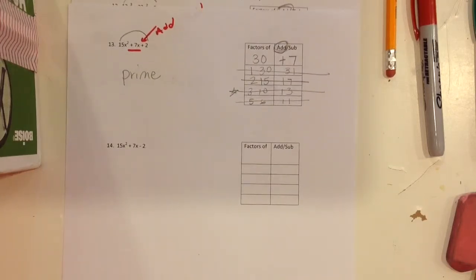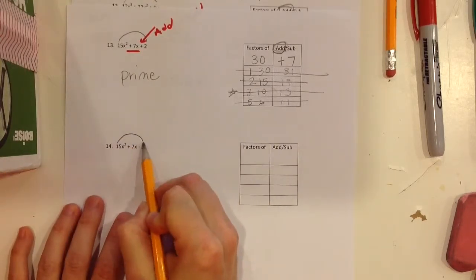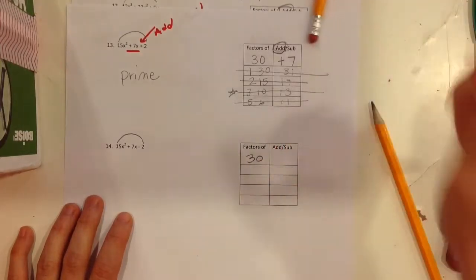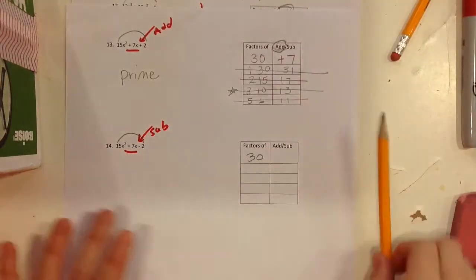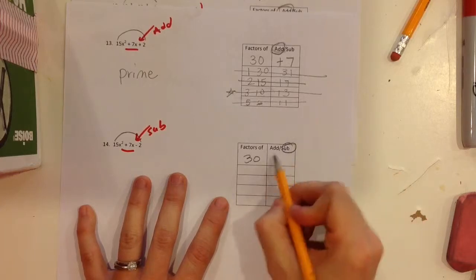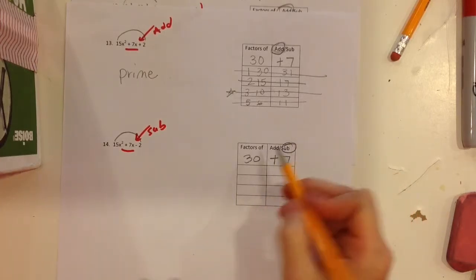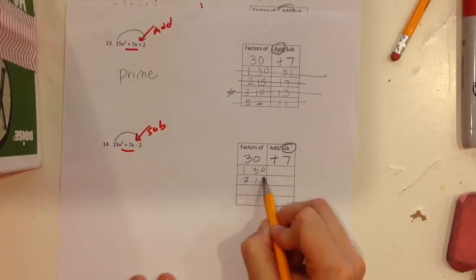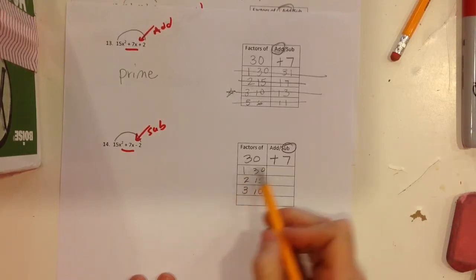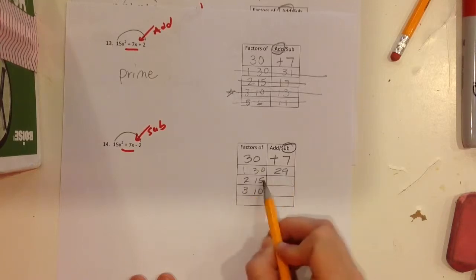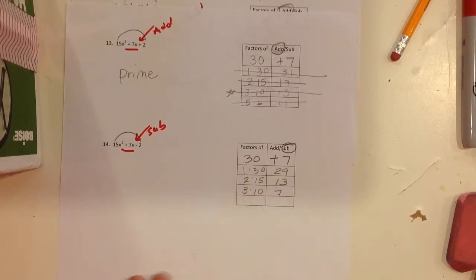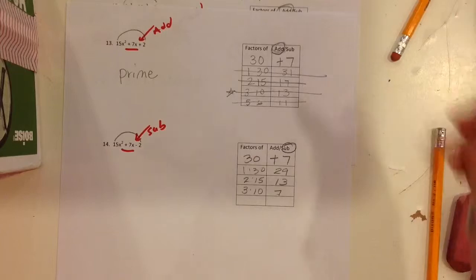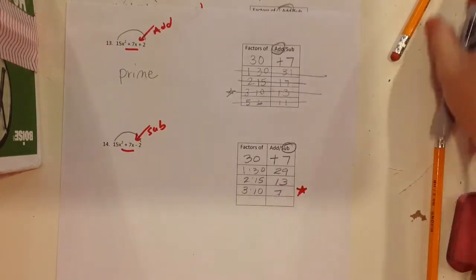So now let's look at number 14. It looks exactly the same. That means that we're still finding factors of 30. This time we want them to subtract to get a positive 7. Now we've already done the factors of 30 up here. This time we're subtracting to get a positive 7. So that means that I have 1 and 30, 2 and 15, 3 and 10. And we said this subtracts to get 29. This one will subtract to get 13. This one will subtract to get 7. We already talked about this a second ago. So if you subtract 3 and 10, you will get 7.